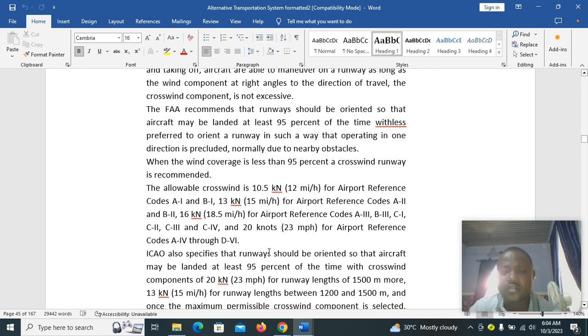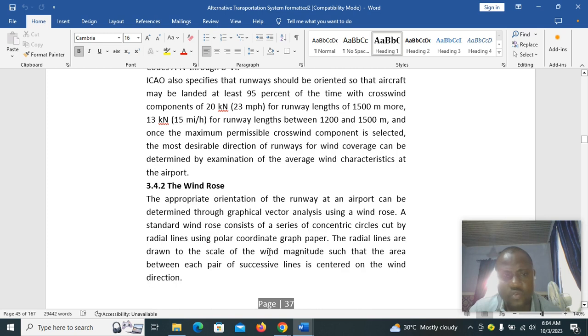We've said this already. Most times, the usability factor of the airport should be 95%. So if we cannot achieve that, we also have to have a crosswind runway. You have to build it along the crosswind, but in a way that it will not affect the takeoff and landing of the aircraft. So these are the things we look at. The wind rose is the next thing we look at.